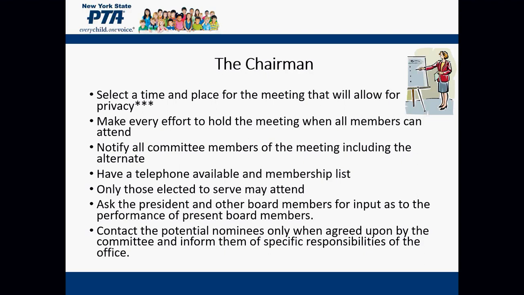And also hold the meeting when all members can attend. One thing I've seen done is that, oh yeah, we'll meet next Tuesday because I know so-and-so can't make it, so we didn't really want her on the committee anyway. And this is done, and it's certainly not fair.